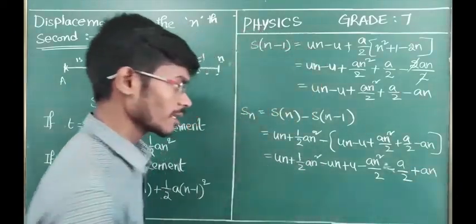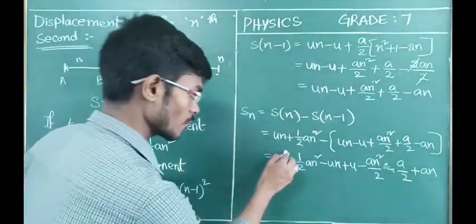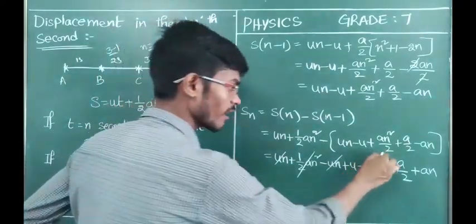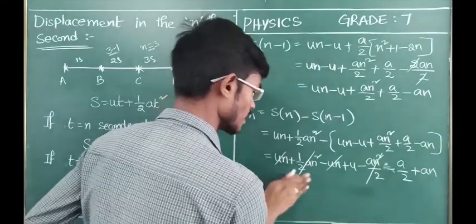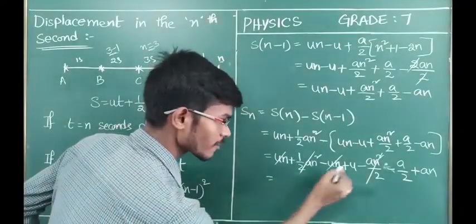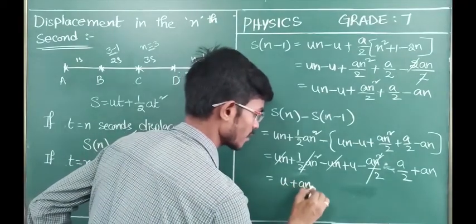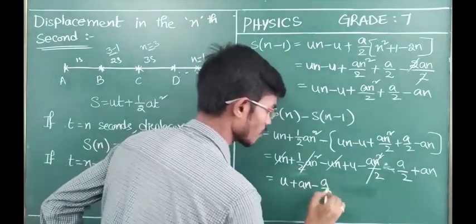So here, check for the similar terms. u n both will get cancelled. Half a n square both will get cancelled. Then write the remaining things. Here, u plus a n minus a by 2.